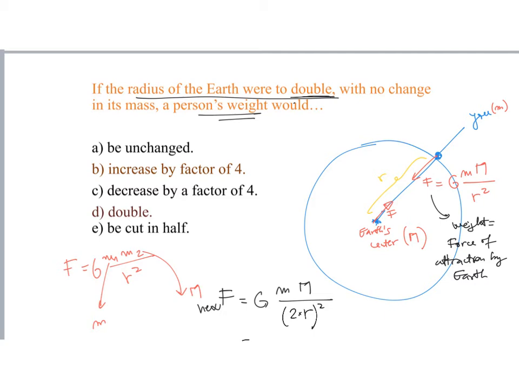Okay, so let's distribute that power. So this is going to look like this. Small m, capital M, and then we have 2 squared, which is going to be 4 times R squared. Now, because the multiplication is commutative, this is going to look like 1 over 4, right? So we're just going to take this outside. So it's going to be 1 over 4, and then whatever is left behind, G, M over R squared. And this is what we found here.